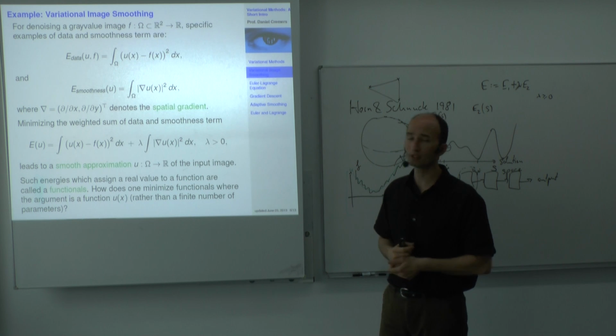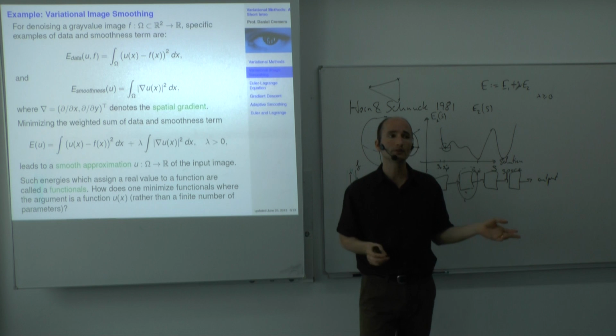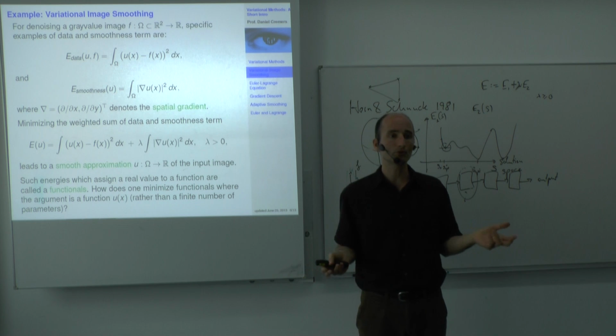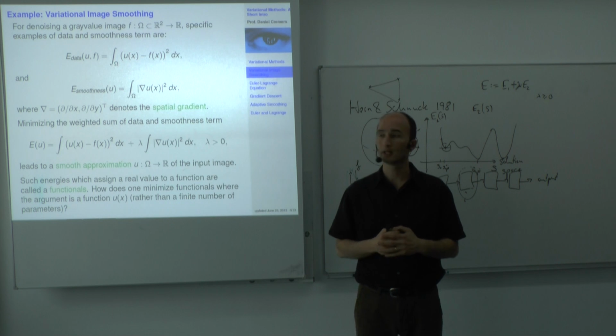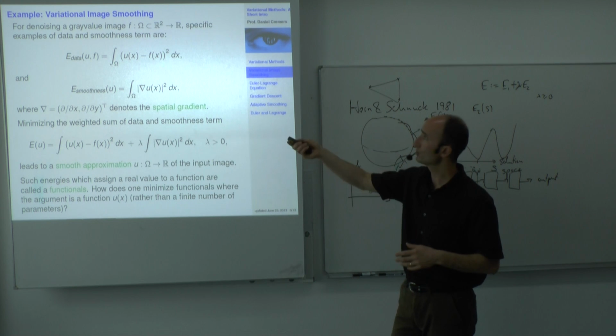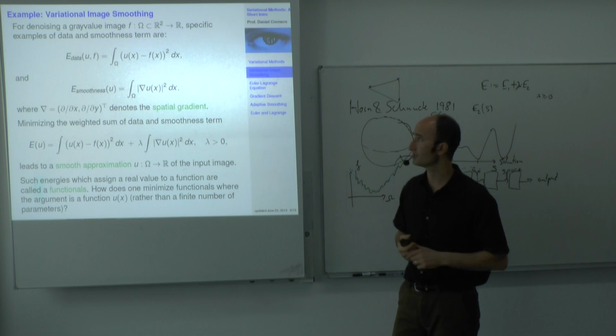Here's what that could look like in practice. How you measure data fidelity, how you measure smoothness is really up to you or up to the specific application you want to solve. But these are two examples that I give of possible energies.